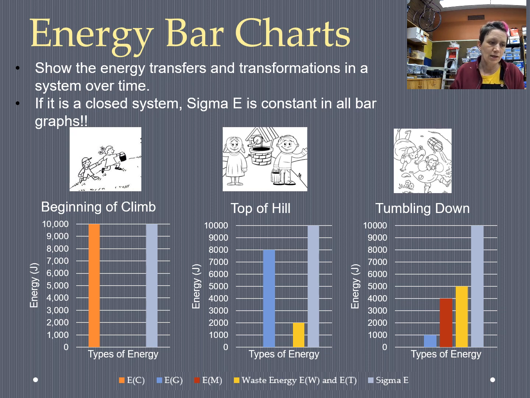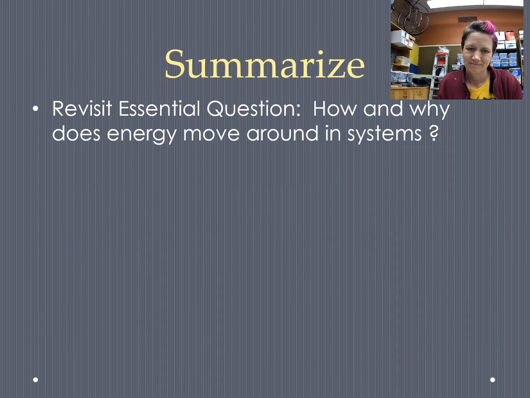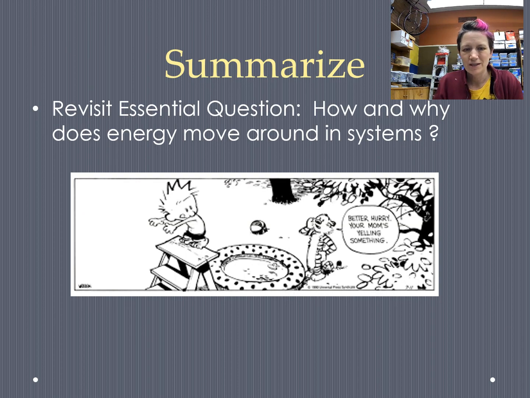So in the tumbling down, we still have some useful motion energy, and we still have a little bit of gravitational energy, but a higher percentage of that energy is now being wasted. But you will notice that all three of those energy types still add to 10,000 because we're tracking everything in a closed system.